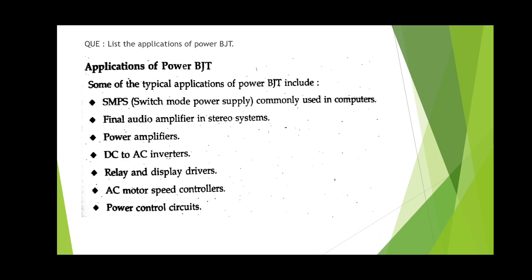So for amplification it can be used, but we are not going to use this power BJT in amplifiers. Then these are used for DC to AC inverters. So in case of inverters, BJTs are used. Then for relays and display devices, then AC motor speed control, then power control circuits, then these are also used in choppers. So these are some of the applications of the BJT. So important applications are switched mode power supplies, inverters, DC to DC converters.